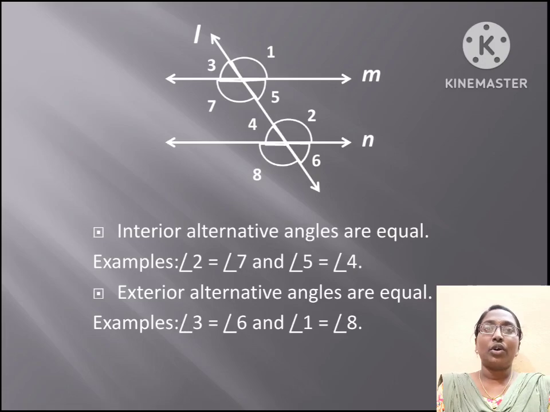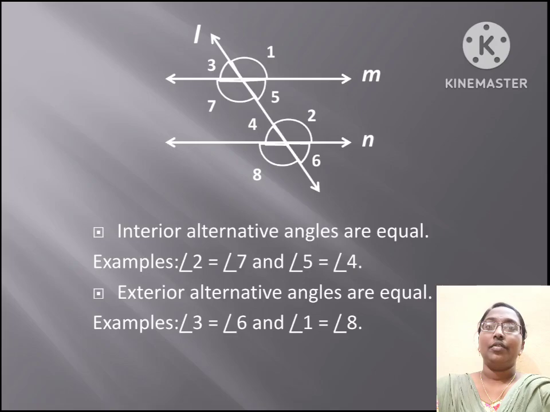As I said before, alternate angles are categorized as interior and exterior. Here the exterior angles are the angles that are exterior to the parallel lines. So the exterior angles are 1, 3, 8 and 6. By the property, 3 and 6 are equal and 1 and 8 are equal.